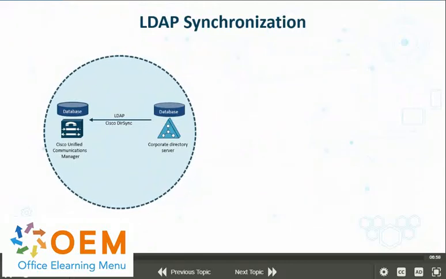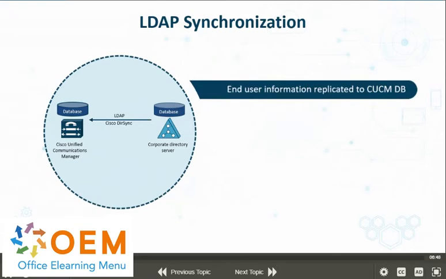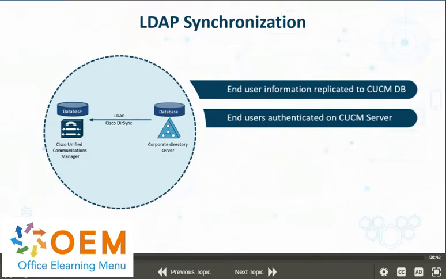The LDAP synchronization and authentication process in Cisco Unified Communications Manager. With LDAP synchronization, a user in the LDAP database is replicated to the CUCM database. Authentication of the end users still occurs on the CUCM server.